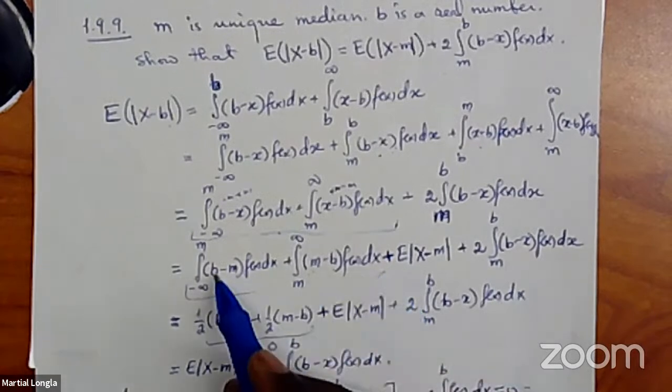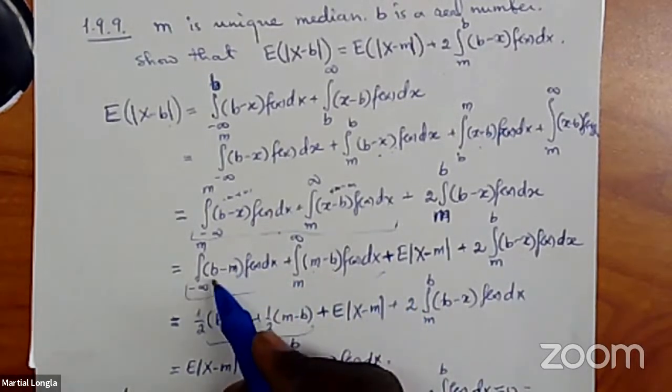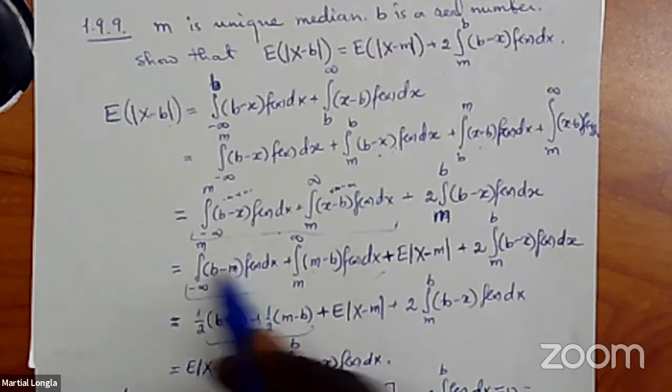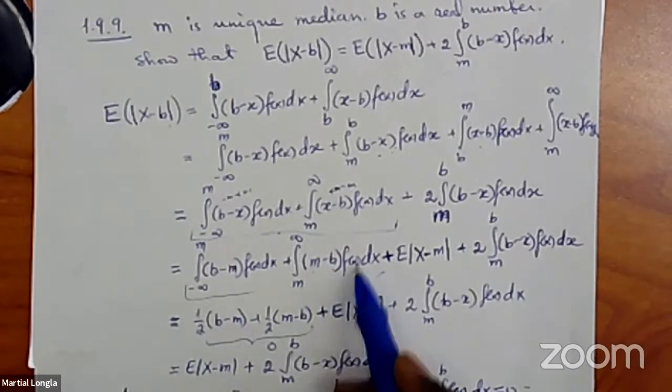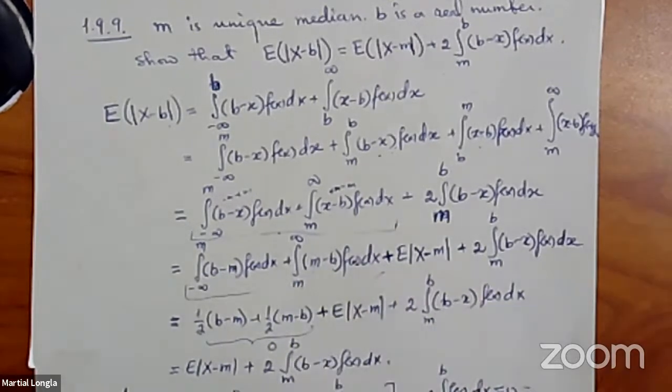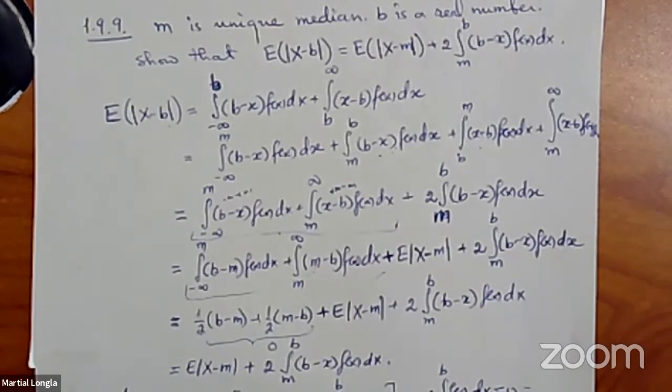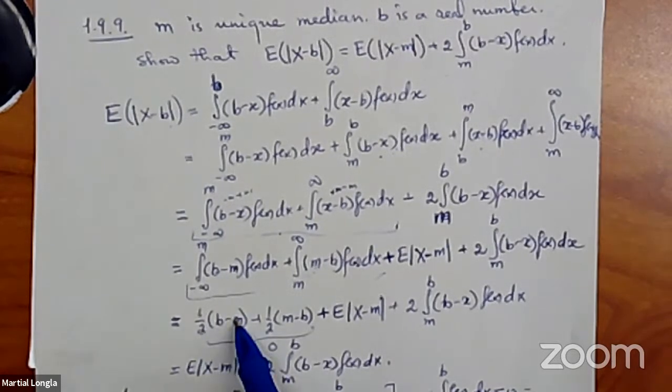How do you do that? These are constants. You take them out of the integral. If I take this constant out of the integral, b minus m goes out. I have the integral from negative infinity to m. What is m? The median. What's the integral from negative infinity to m? 1/2. That's the definition of the median. So that's b minus m times 1/2. This one is m minus b, and then the integral from m to infinity. m is the median. That's also 1/2. Therefore, you get 1/2 (b minus m) plus 1/2 (m minus b), which is 0.